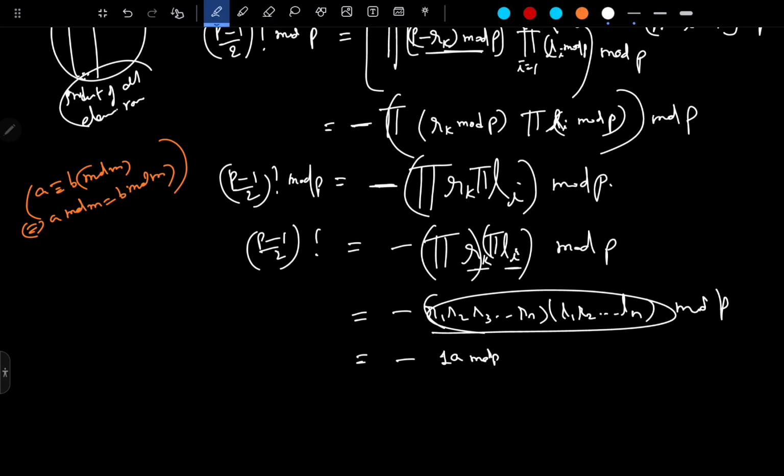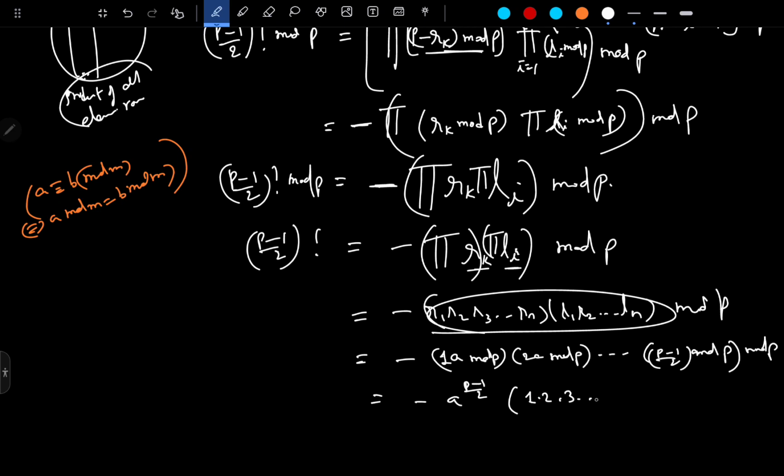1a mod p into 2a mod p and so on. How many are there? Tell me. And so on, up to (p minus 1)/2 a mod p, of whole mod p. So this can be overall written, a can be pulled out. So minus a power m, and it will be 1, 2, 3, 4, and so on, (p minus 1)/2 whole mod p. This is how I have written.